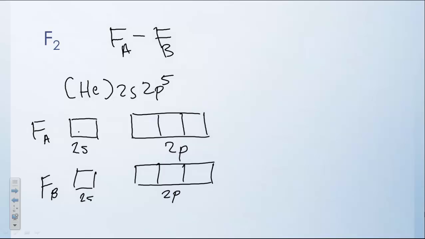If I actually distribute my electrons in these boxes, I'll have 2 electrons in the 2s. And I'll put my 5 electrons in the 2p. And I do the same thing for fluorine B. The big thing that I notice is that I have a half-filled 2p orbital on fluorine A and fluorine B. So I can describe the bonding in fluorine by thinking about a half-filled orbital on fluorine A, a 2p orbital, overlapping with a half-filled atomic orbital on fluorine B.